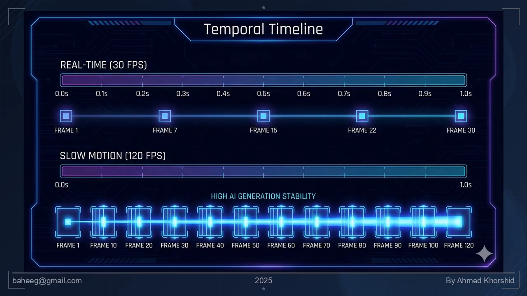Figure: extra detailed AI-ready prompt for AI-generated diagram showing a temporal timeline visualization. A horizontal bar represents 1 second of video. The top half shows real time with widely spaced keyframes.